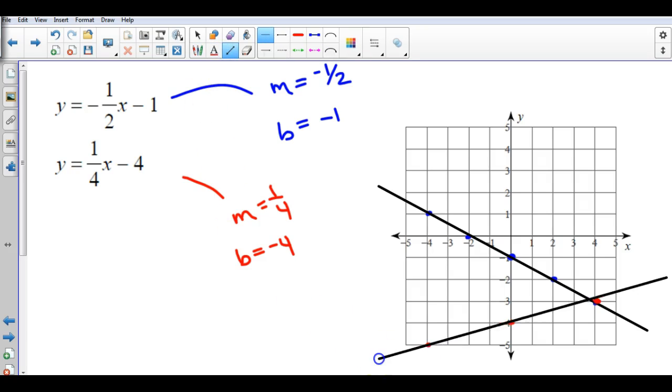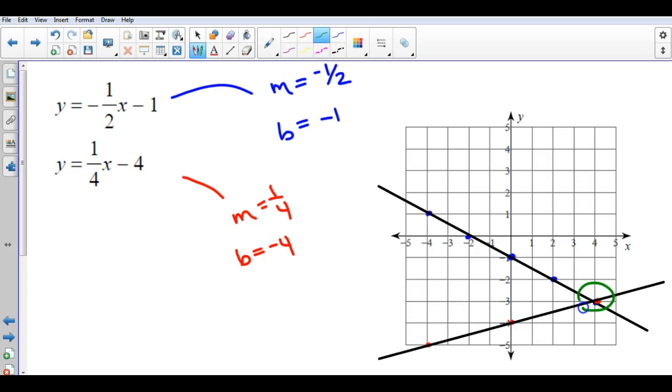So what I'm going to do is connect these dots. And you'll see again, I have a really pretty solution here. Both of the lines crisscross at that intersection. So 1, 2, 3, 4 and down 3. So this coordinate is (4, -3), and that is our solution to our consistent system. So since we have a solution, it is consistent, and that is the answer.